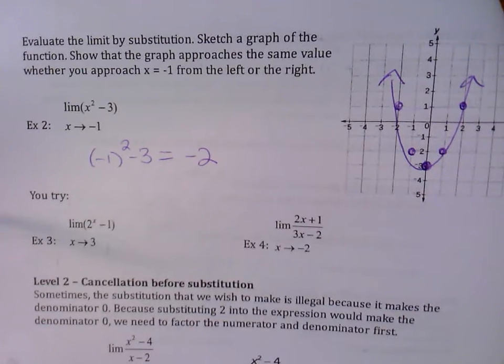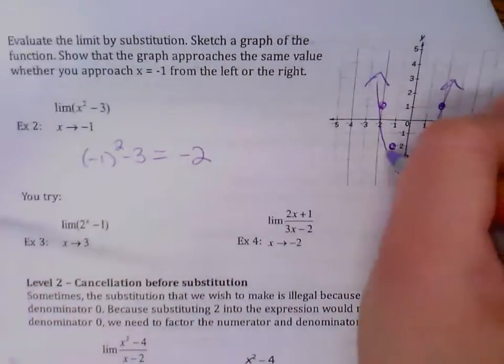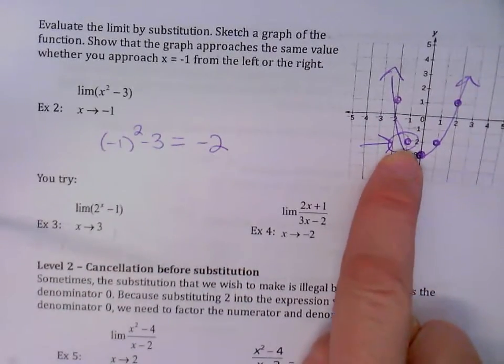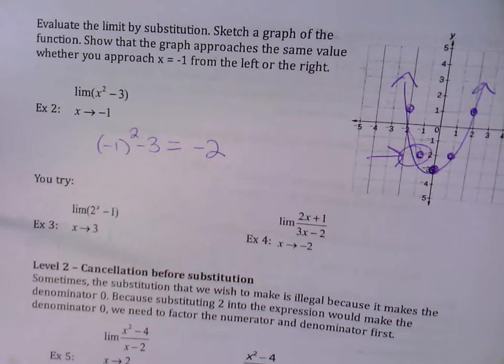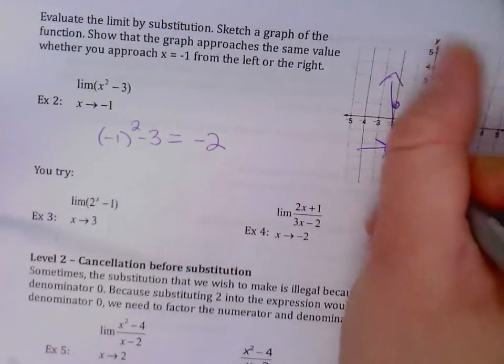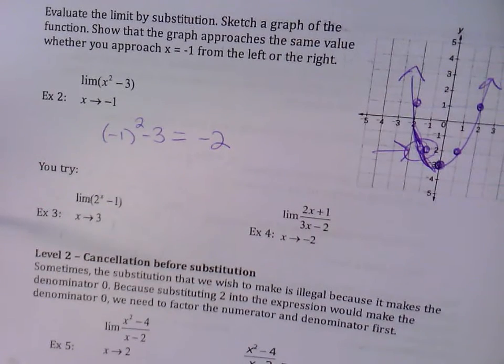And then you can see when x approaches -1, right? Here's my y value. My y value is sitting there at -2. And it's approaching the same point from the left and the right. So that's going to be important later on. Later on, we're going to see graphs that do not approach the same point from the left and the right.